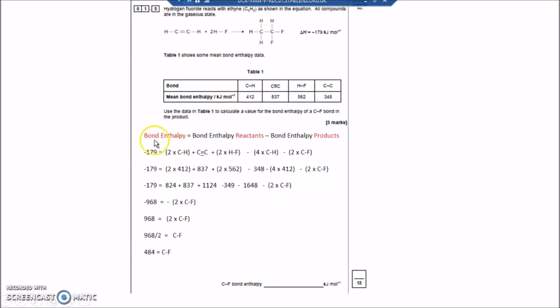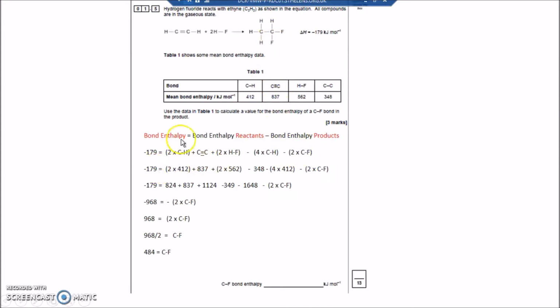So what we do is we do the enthalpy change, which is minus 179, equals the bond enthalpy of the reactants, that's anything on the left, minus the bond enthalpy of the products, anything on the right. So what have I got? I've got 2 C-H bonds on the left in my reactant, 1 C to C, that's a triple bond, plus 2 HFs, take away, so subtract the bond enthalpy of the products, 4 C-H bonds, I've got 4 of those, 1, 2, 3, 4, and take away again, because it's a product, 2 C-F bonds. So let's put the numbers in now.